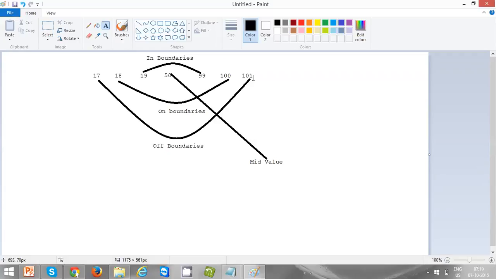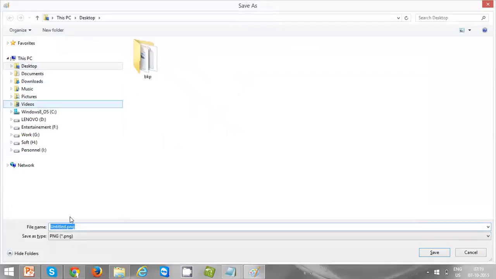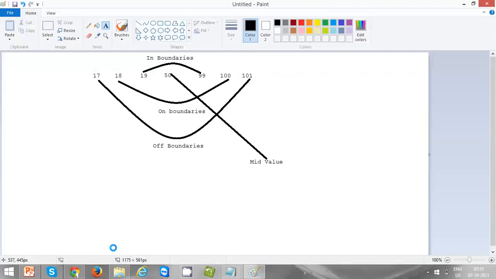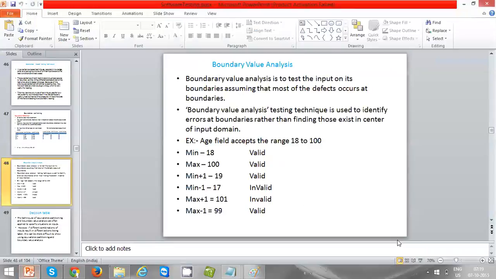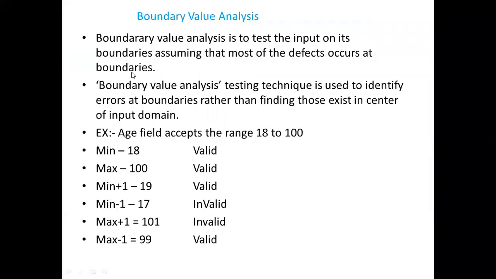Most of the defects occur at boundaries rather than in the middle of the data, that is between 18 to 100. That's the reason this boundary value analysis technique arrived. If you see the definition, boundary value analysis is to test the input on its boundaries, assuming that most of the defects occur at boundaries. That's the reason this technique came into the picture.